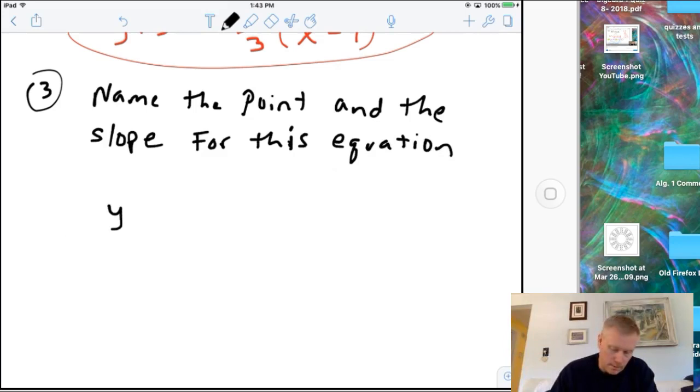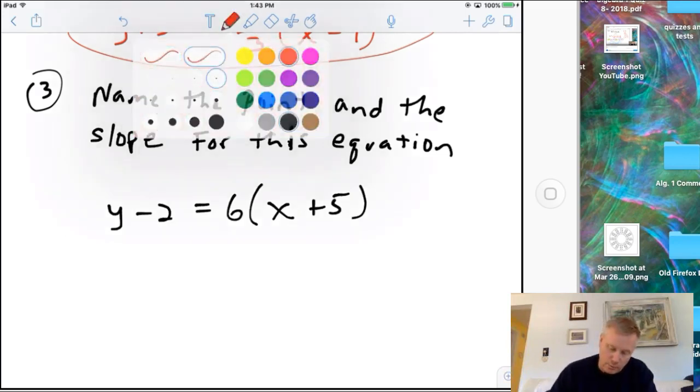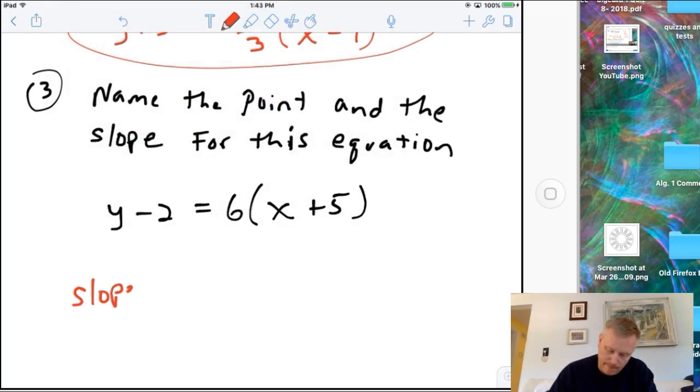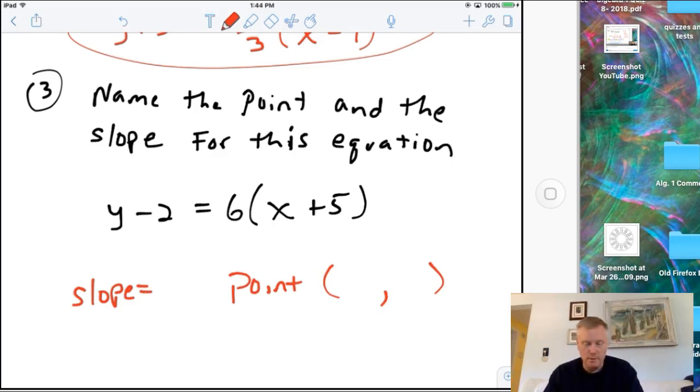If I go y minus 2 equals 6 times x plus 5. Okay, so why don't you go the other direction? Tell me what the slope is and what the point is. Remember, a point has an x coordinate and a y coordinate. The slope is probably the easiest one, right? That's right here. That's 6.